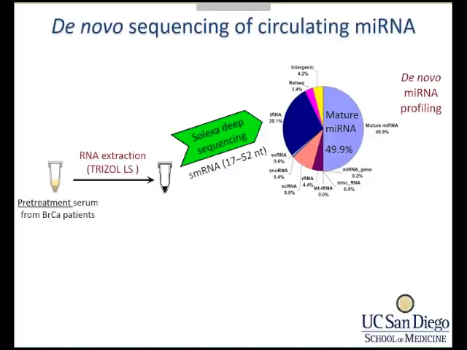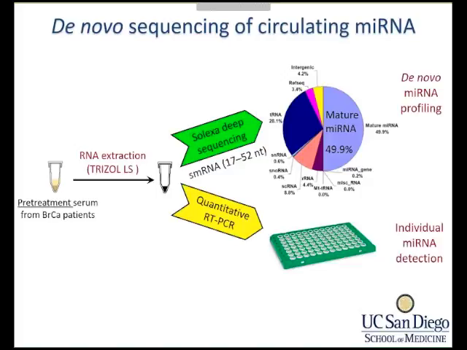Using deep sequencing, we were also able to compare patients with different types of breast cancer and those with different clinical outcomes. And similarly, using the same RNA samples, we could do qPCR to confirm the levels of selected microRNAs. So this was the very first project we did about circulating microRNAs.